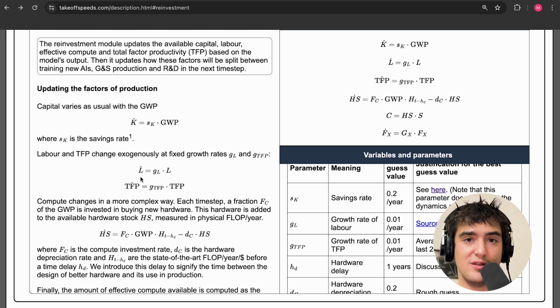And then the second thing when looking at these economic models is labor. How much human work is going into the task of producing goods and services and other things.